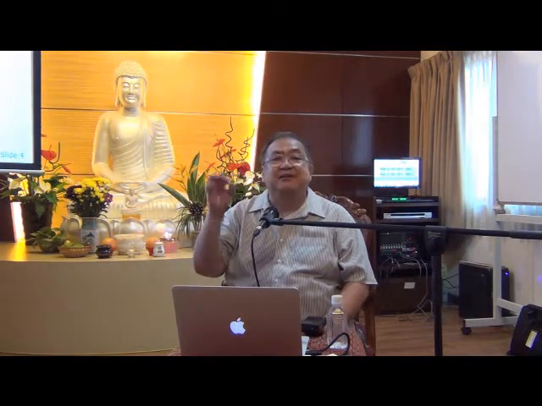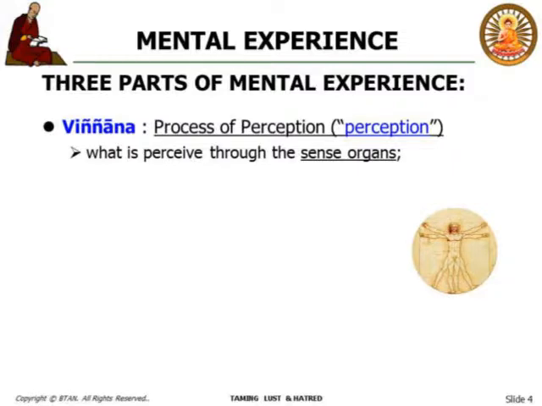And the Buddha described this mental experience as made of three parts. The first part he calls vijnana. Vijnana is often translated as consciousness. But the word consciousness is a little bit ambiguous, because if you ask 10 different brain scientists, or 10 different spiritual gurus, what is the meaning of consciousness, you're going to get 10 different answers. Everyone will have his own way to interpret the meaning of the word consciousness.